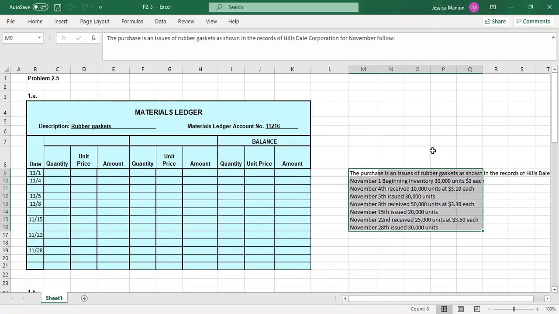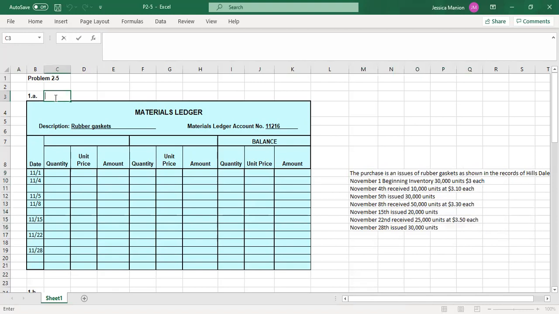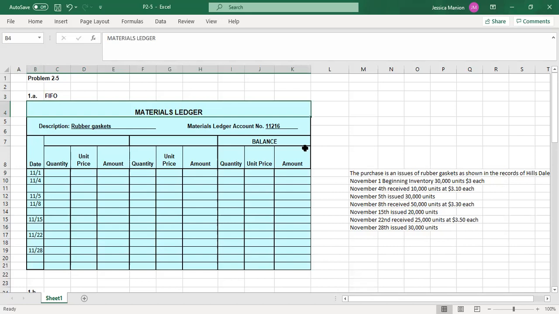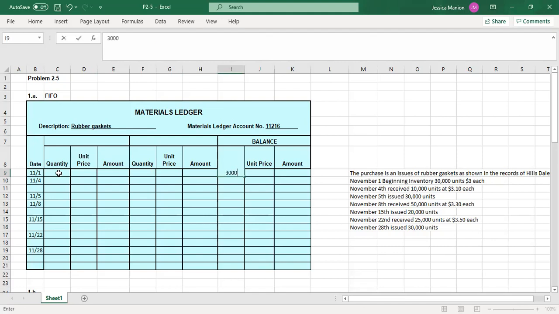So we're doing FIFO first. That is 1-A. FIFO means first in, first out, so the materials purchased first are going to be the first that we use. All right, so November 1, beginning inventory. We have 30,000 units.